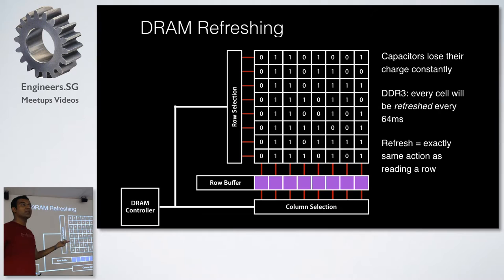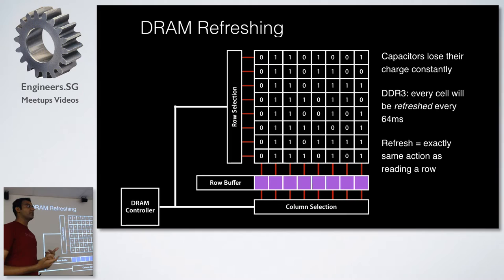We can actually open a row and read a single bit in about 50 nanoseconds. And there are about 1.2 million 50 nanoseconds in 64 milliseconds. So we can actually access the same row about 1.2 million times before it needs to be refreshed again. So it's actually quite performant.